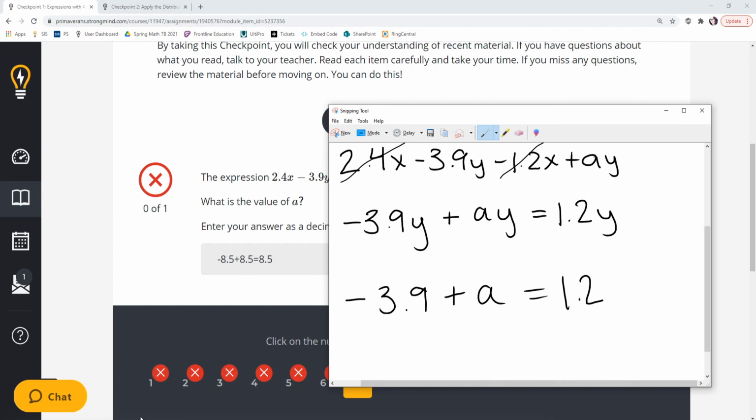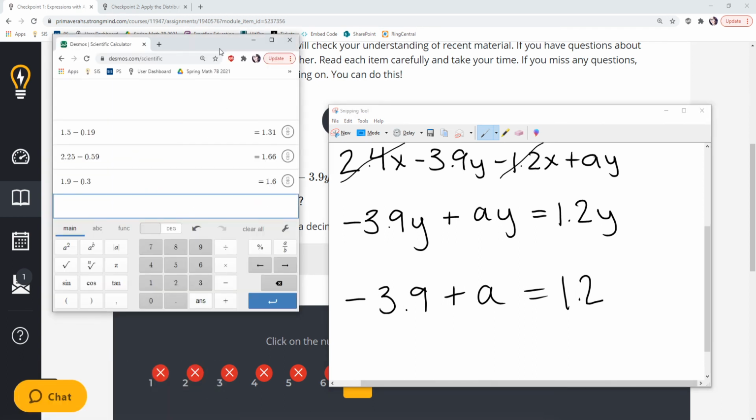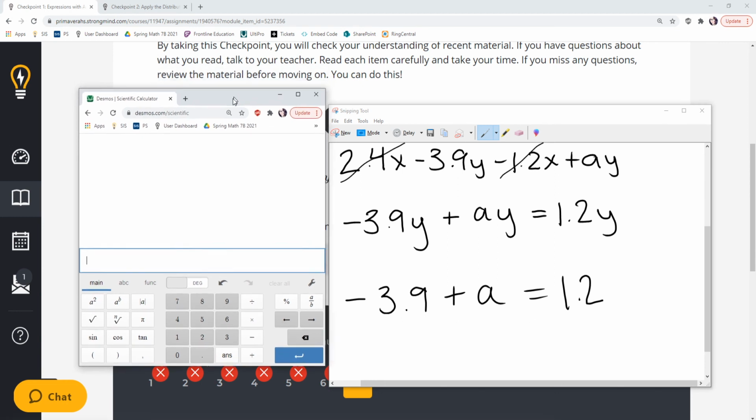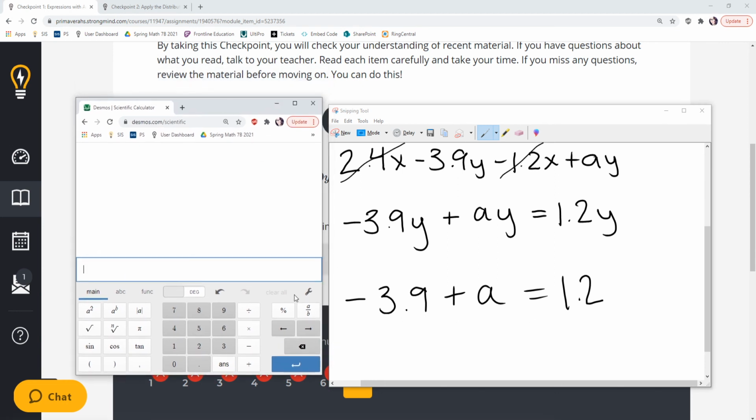Since we have a calculator, you can guess and check this. You can honestly get very close with guessing and checking. So if I have a minus 3.9, let's say I add something like 10. Well, 10 is clearly way too big, right, because I got 6.1. So let's try it again with something like 5, because 5 is half of that. Ooh, that's very close, right? 5 gave me 1.1, which is very close to the 1.2 I need.